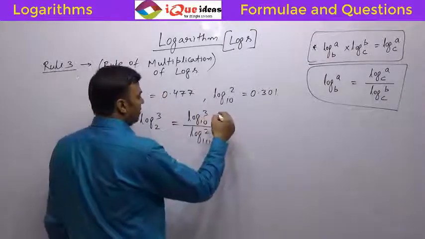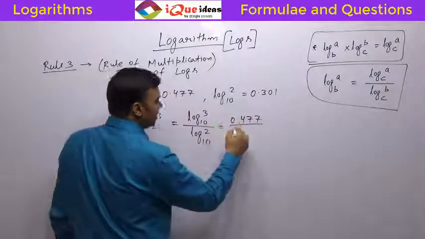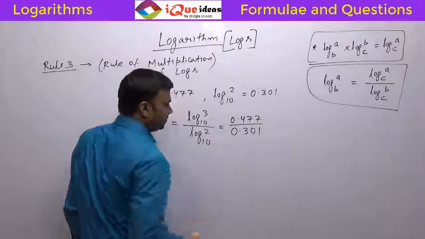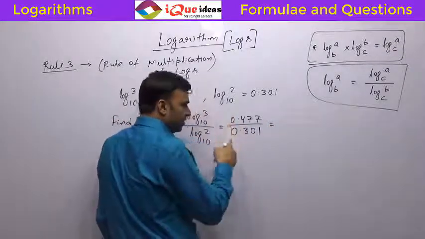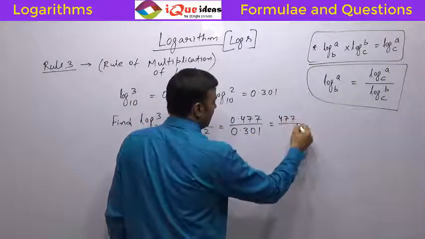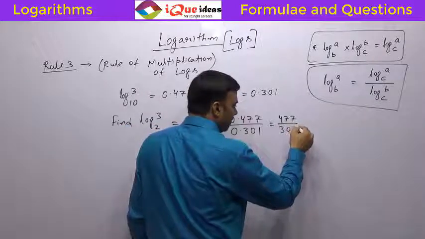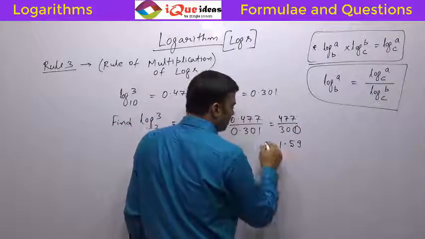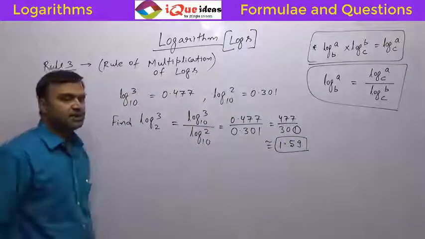Alright, so log 3 to the base 10 is 0.477, log 2 to the base 10 is 0.301, right? So you can do some approximation. The decimal goes away because after the decimal we have 3 digits here and 3 digits here. So we can take it as 477 upon 301. We can do approximation and the approximate answer is 1.59. This is your final answer of this question.